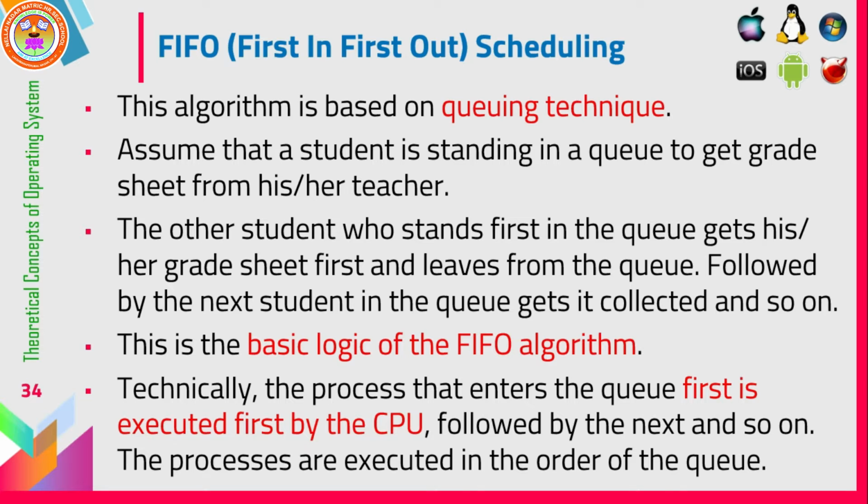Assume that a student is standing in a queue to get a grade sheet from his teacher. The student who stands first in the queue gets his sheet first and leaves the queue, followed by the next student, and so on. I already gave the same example of a ticket counter or movie counter. This is the basic logic of the first in first out algorithm. Technically, the process that enters the queue first is executed by the CPU, followed by the next, and so on. One by one the job is allocated and executed. That is the main purpose of the FIFO algorithm.